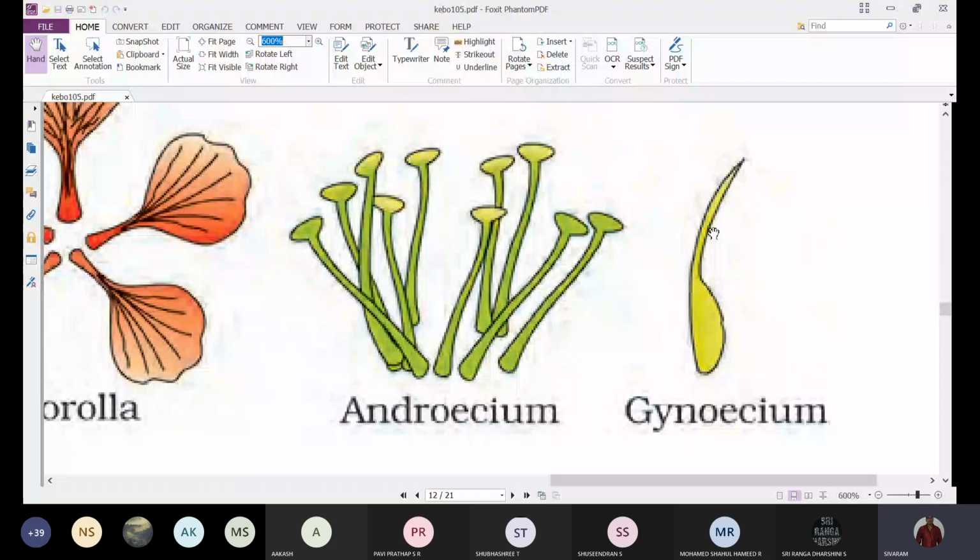The stigma is receptive, that means it has the ability to receive pollen grains, which helps in fertilization. So when you observe the carpel, each carpel consists of three parts: ovary, style, and stigma. That is what we can see here.